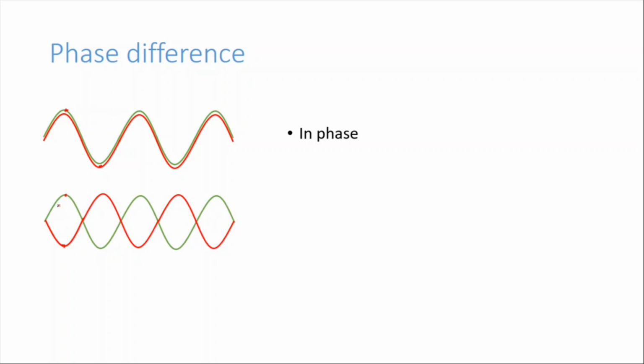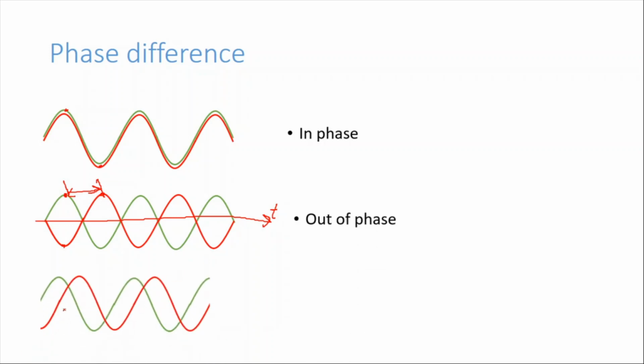Why? Because as you see, if this is, for example, timeline t, first this one becomes maximum, it peaks first, and then this one peaks. So there is a difference between them, and this difference is called the phase difference. So these two waves are out of phase. Similarly, these two waves are also out of phase because initially this one peaks and then this one peaks. This is not completely out of phase, but they are out of phase.